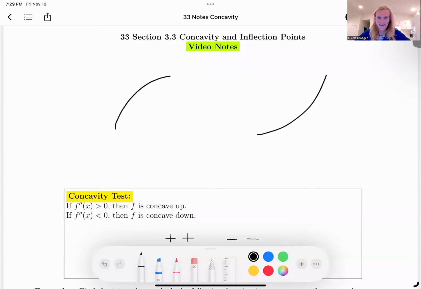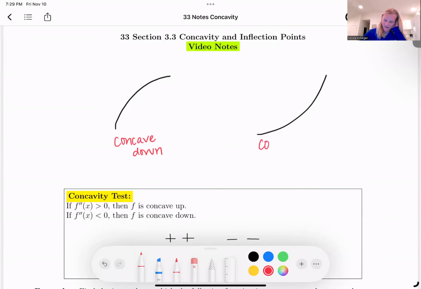It is also increasing everywhere. But we notice these two graphs look different. And that's what the second derivative is going to tell us. We're going to say that the one on the left here is concave down. I think because it's kind of like curving downward. I think of this, if I poured rain on top of it, the rain would fall off.